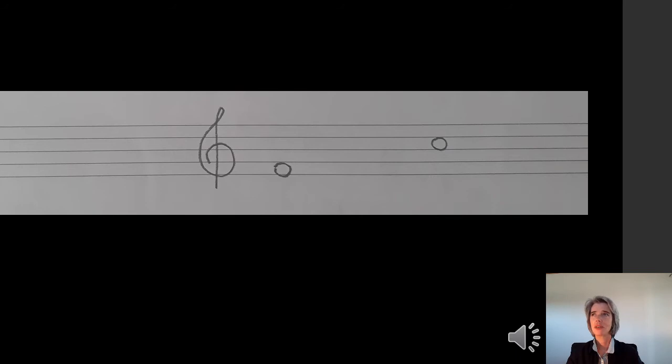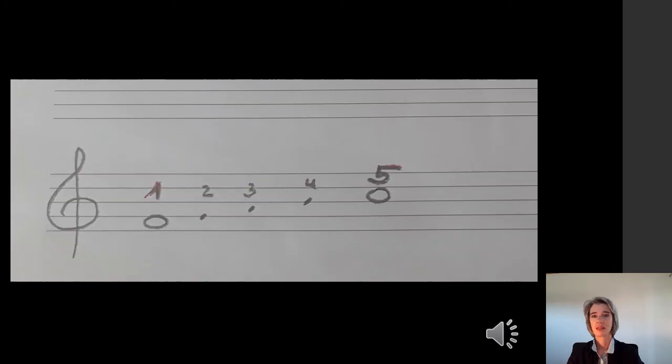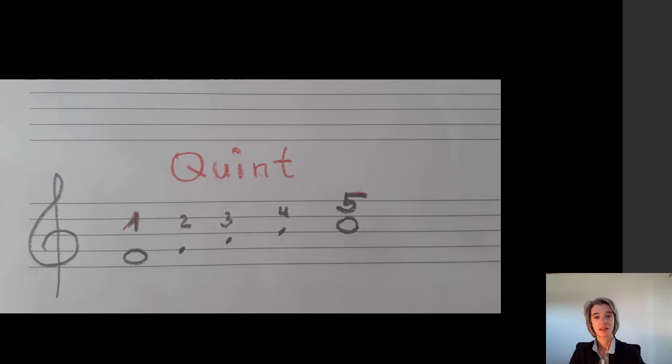It's not the neighbor and it's not the same. Let's count. 1. So from the beginning to the end you can count 5. This means the 5th. That's right, the 5th interval. It's not so difficult, isn't it?